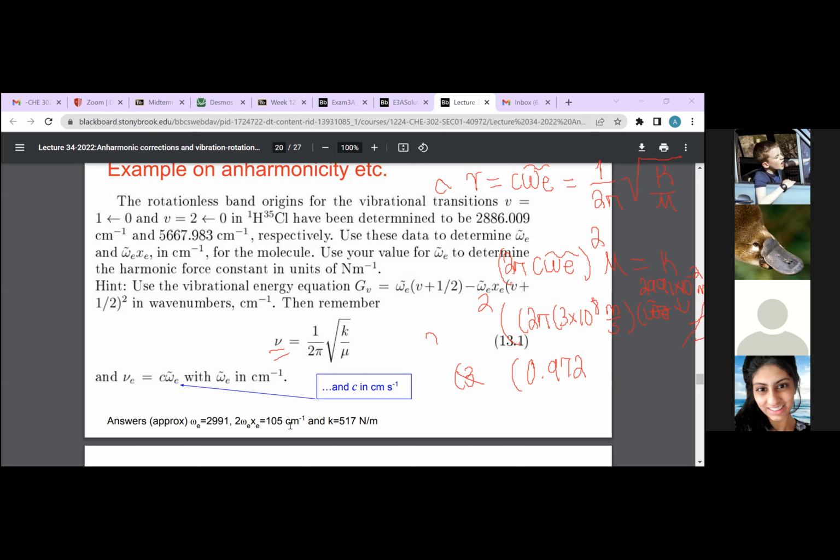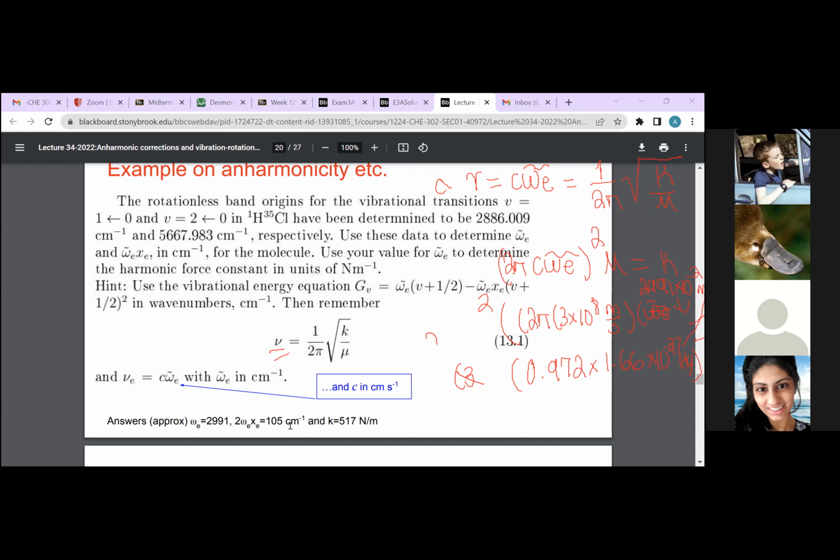Okay. And that's times 1.66 times 10 to the -27 kilograms. Okay. That is like a lot of stuff. All right. I think after 972 times 1.66 times 10 to the -27. And then it's going to be multiplied by 2 pi.